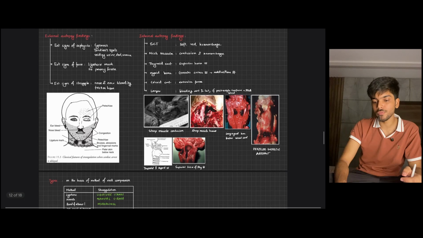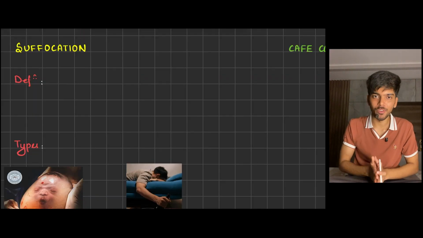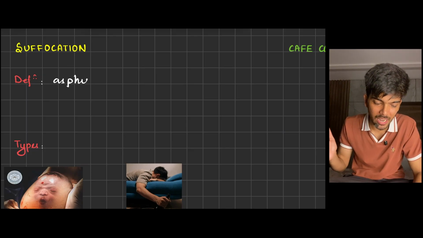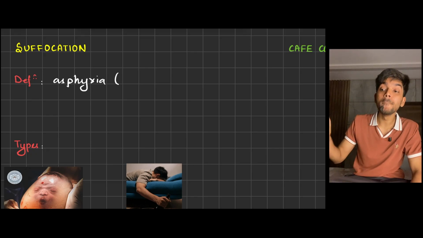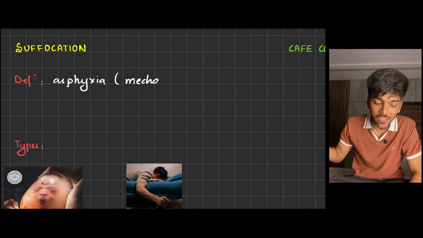With that we are done with the various types of strangulation. So we are done with hanging and strangulation. Up next we have suffocation. Just like hanging and strangulation, suffocation is also a type of asphyxia. But hanging and strangulation were mechanical asphyxia. Suffocation can be mechanical asphyxia or traumatic asphyxia.